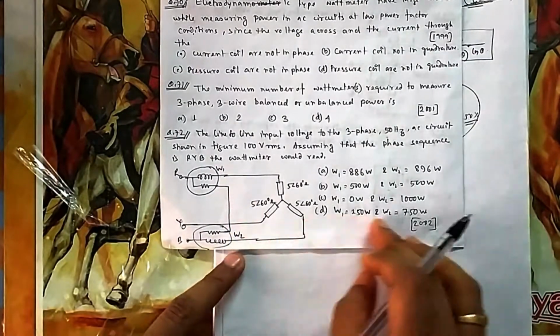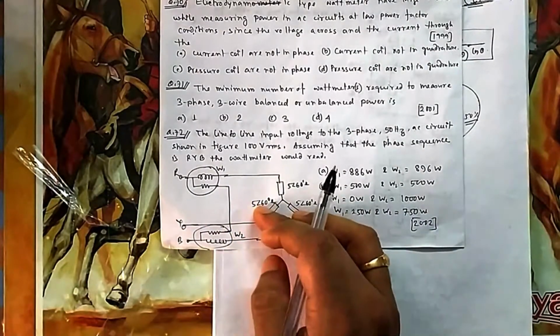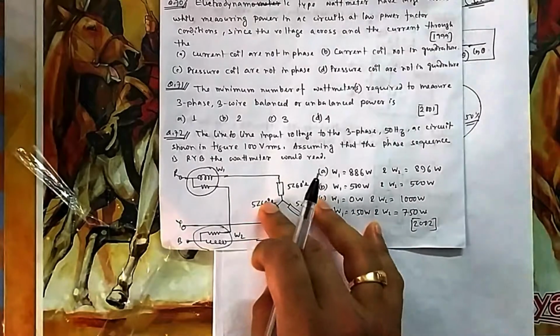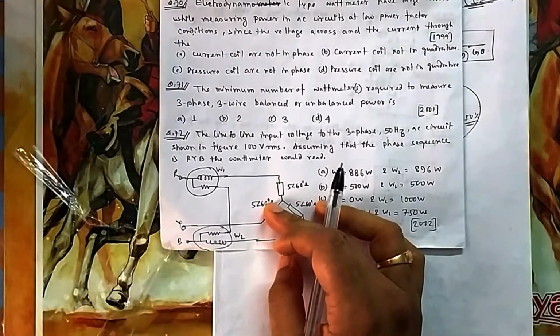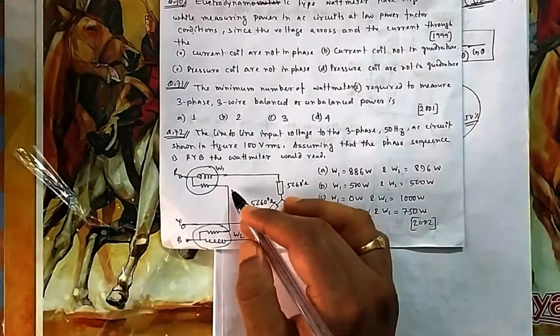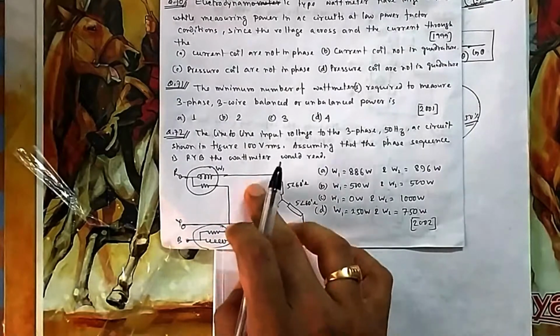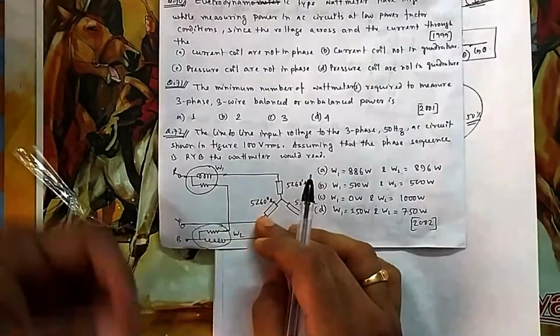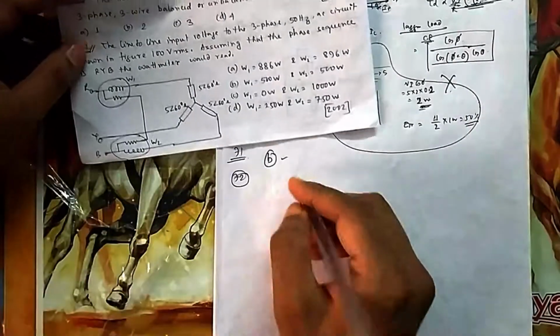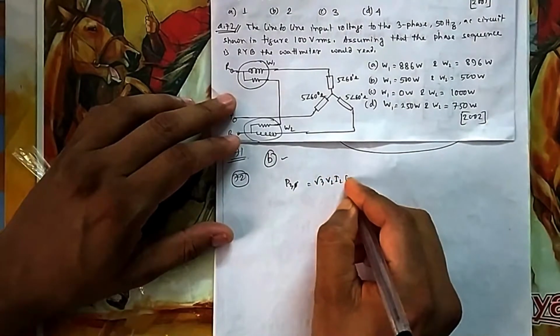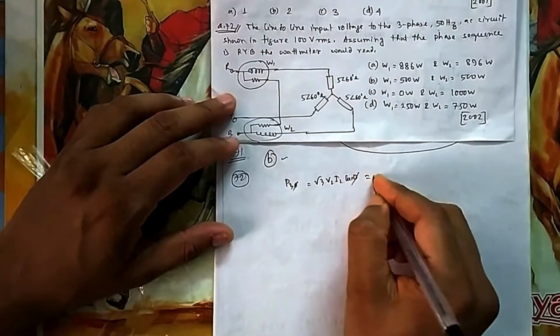So there is no need to draw the phasor diagram because we know this one is very standard. If there is a twist and turn in the connection, then you have to draw the phasor diagram and see what is what. This is simply measuring 3 phase power, because the 2 wattmeter standard connection is there. So it will be measuring 3 phase power, and what is the 3 phase power formula? It is either root 3 VL IL cos phi or 3 VP IP cos phi.